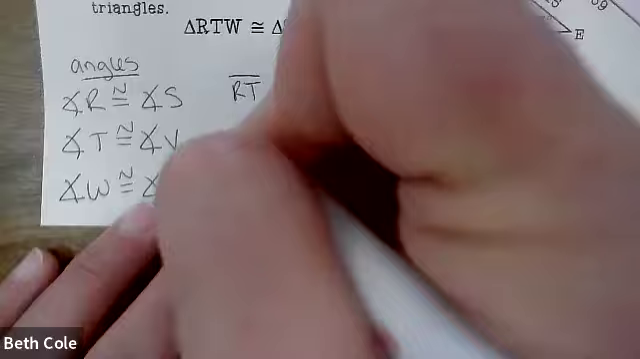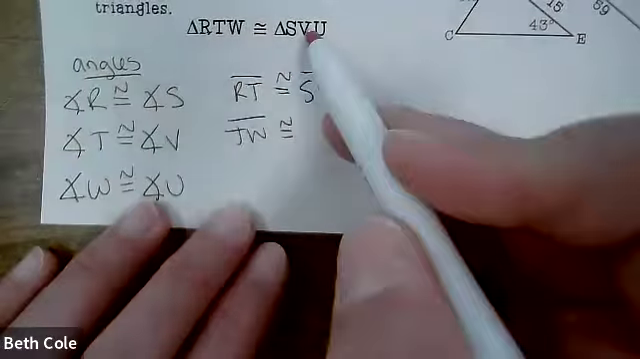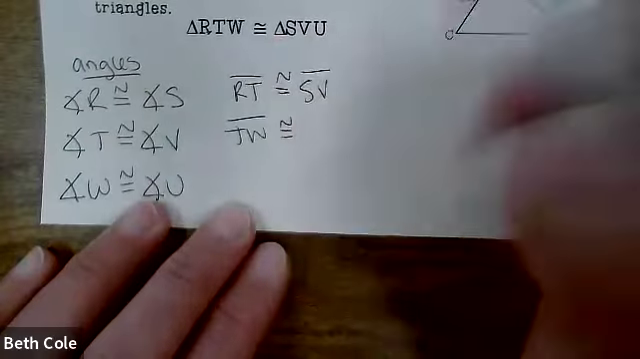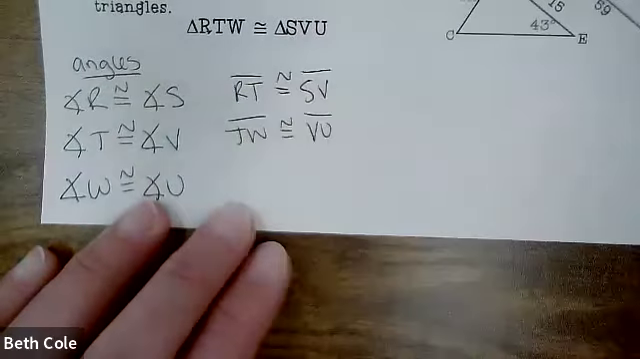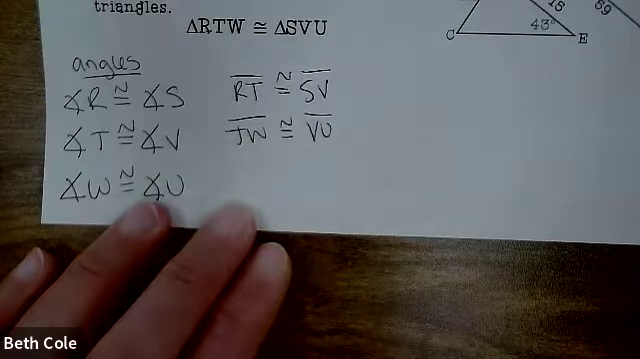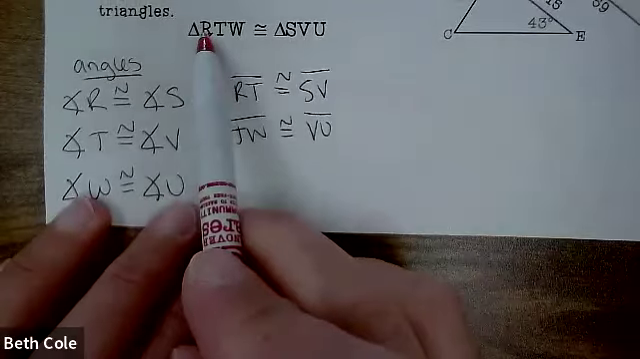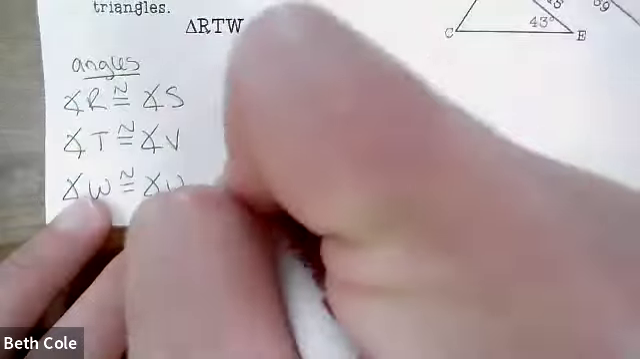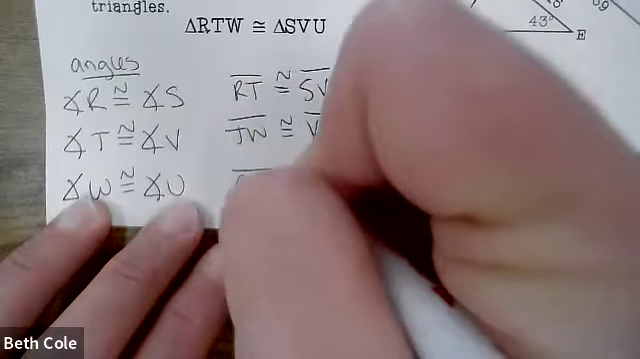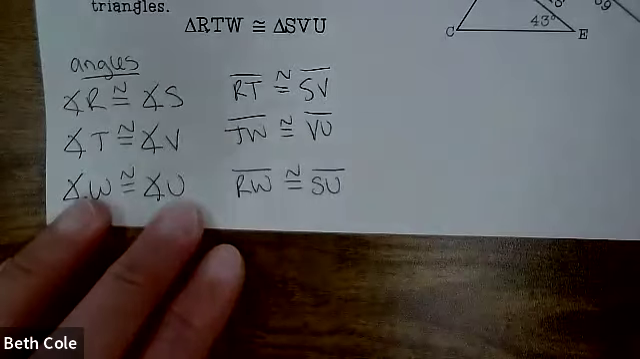All right, so next one would be TW is congruent to UV or VU. Again, that's what makes sides a little harder than angles, is the letters could be in whatever order and you have to know it means the same thing, right? And then what would the last one be? RW, the first and the last letter. RW is congruent to SU or US.